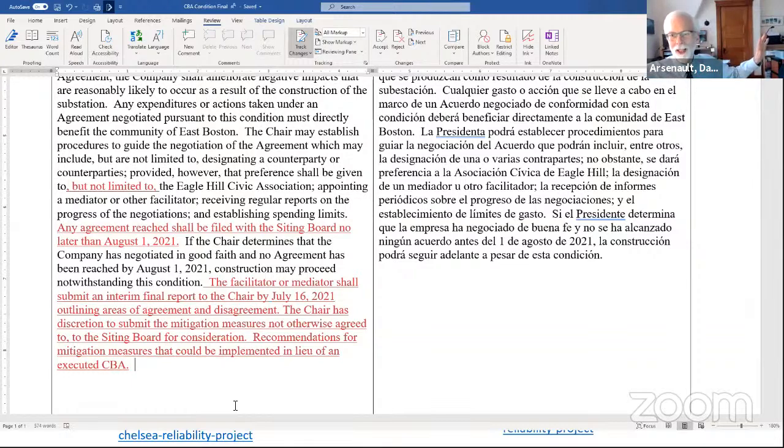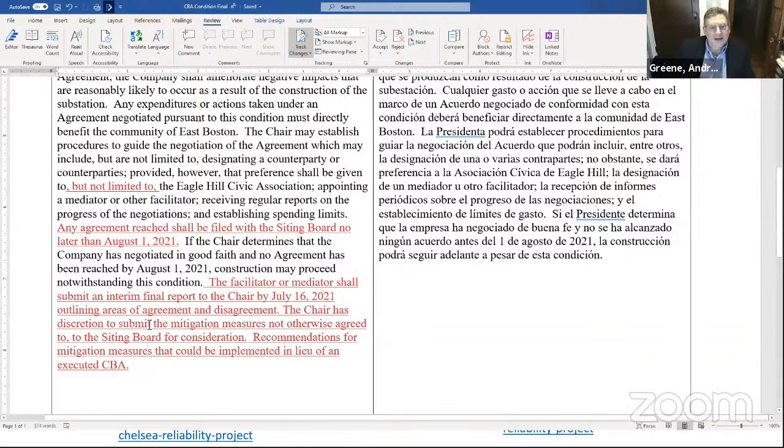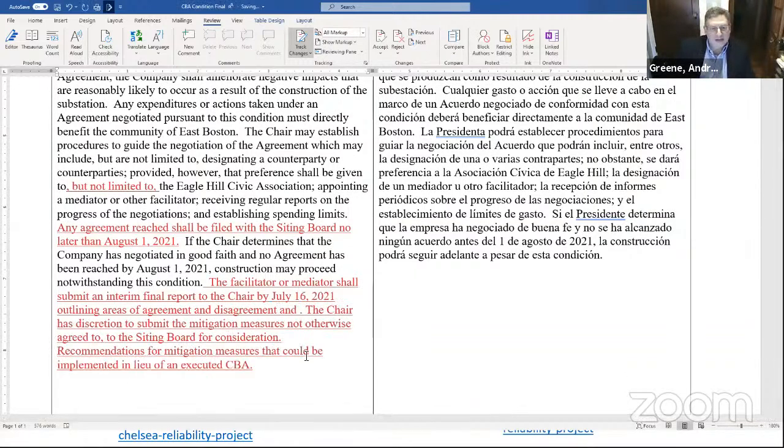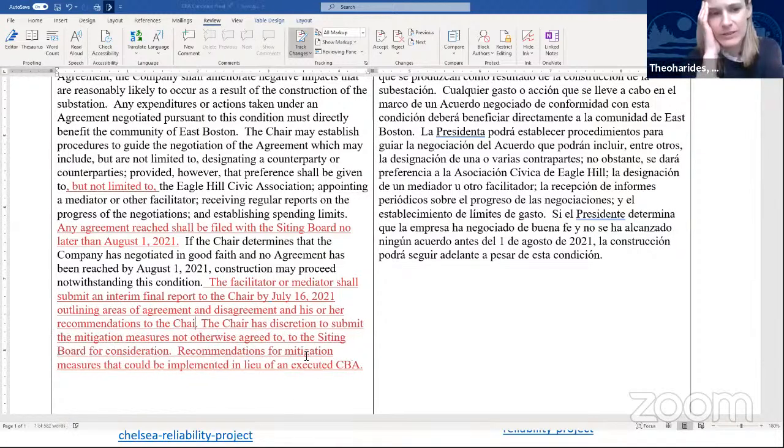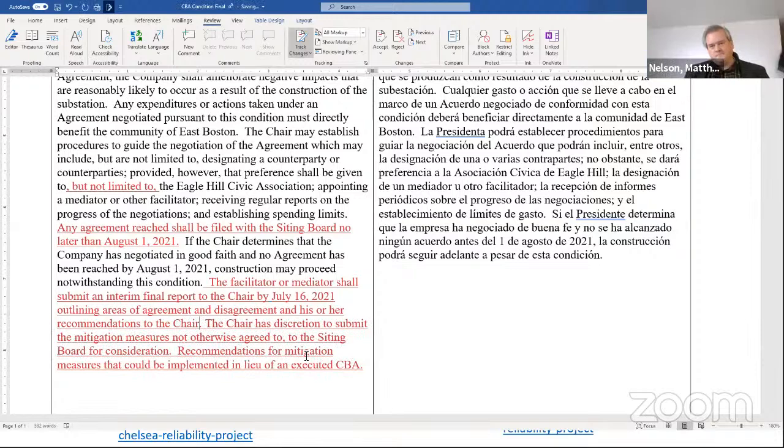Careful. I realize you're reading to yourself. I'm still trying to take it. Oh, I'm sorry. I'll read it quietly. Can I just suggest after the phrase outlining areas of agreement and disagreement and his or her recommendations to the board? Because I think it's not advantageous to get the recommendations to the chair, because if there's an agreement, this doesn't need to go to the board.